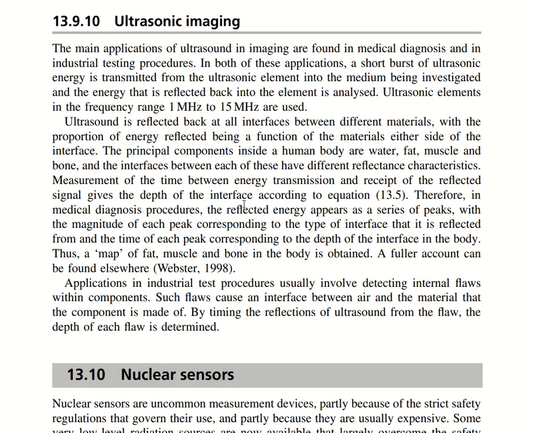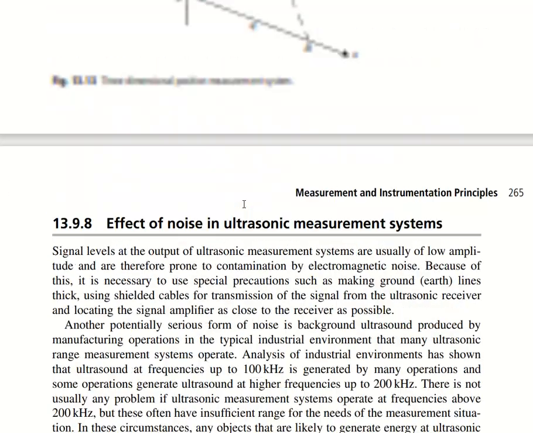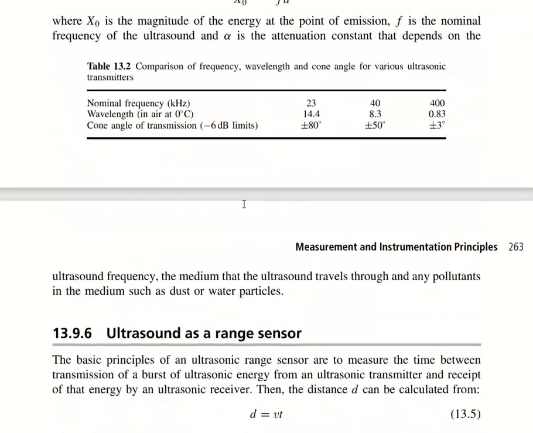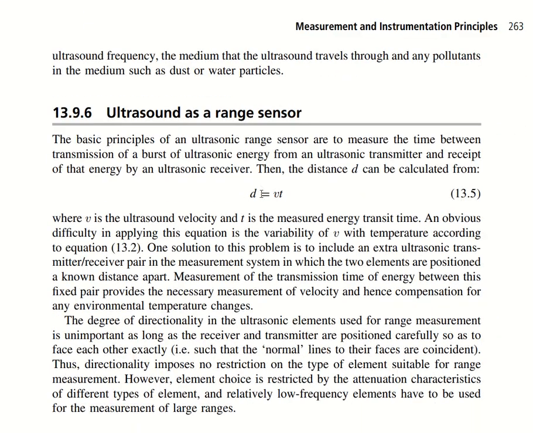So the principal components inside the human body are water, fat, muscle, bone, and the interfaces between each of these have different reflectance characteristics. So the measurement of the time between energy transmission and receipt of the reflected signal gives the depth of the interface according to that equation which we studied earlier. Remember 13.5, let me take you there. This one, D equal to VT.